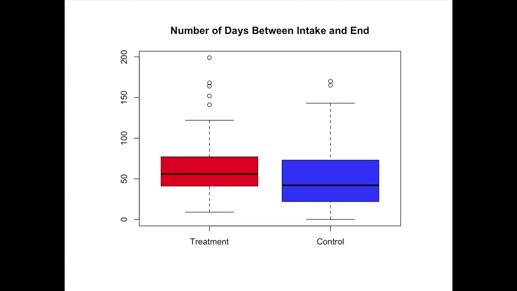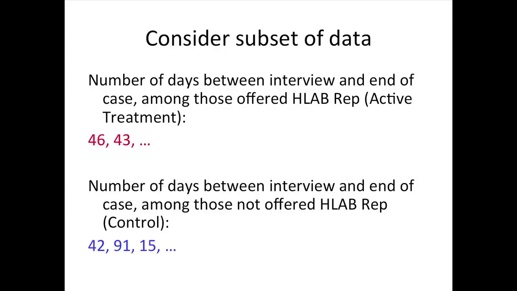And we could go through the same process that we did before, considering a subset of the data, the number of days between the interview and the end of the case. And we could say, okay, well, there's two values here, 46 and 43. There's three values here, numbers of days, 42, 91, 15. And if we wanted to, we could write down all the possible ways for these 5 people to be allocated into one group versus the other, make an assumption that which group they're in has nothing to do with the number of days, and calculate the difference in means just as we were doing before. I won't do that explicitly on the board, but I will show you what we actually got.